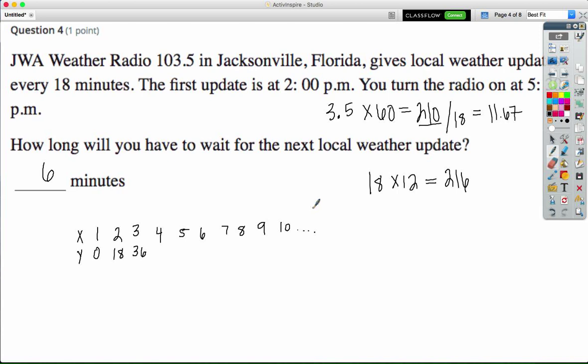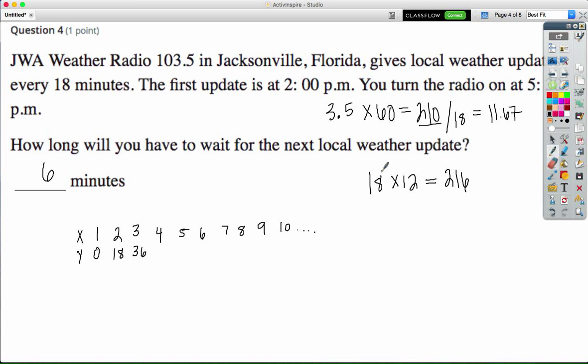Another way you could have looked at it is just kind of add an 18 as many times until you get to that, and then seeing how much further you have to go. So there are many ways to do this particular problem. The first way is the way that I prefer to do it. I feel like it gets us there faster.